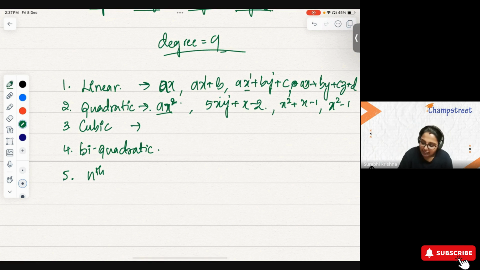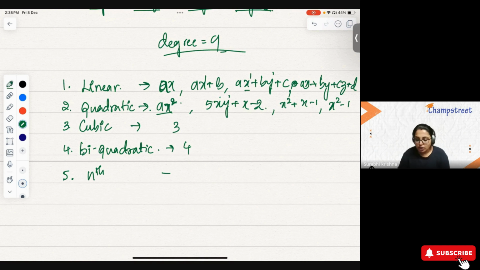So cubic, as the name suggests, the power will be 3. Bi-quadratic, the power will be 4. And in general, nth degree polynomial means the highest power is equal to n. Fifth degree polynomial is nothing but the highest power of the variable, or highest power of one particular term, is equal to 5. If it is 6, then the highest power of the algebraic expression will be 6.